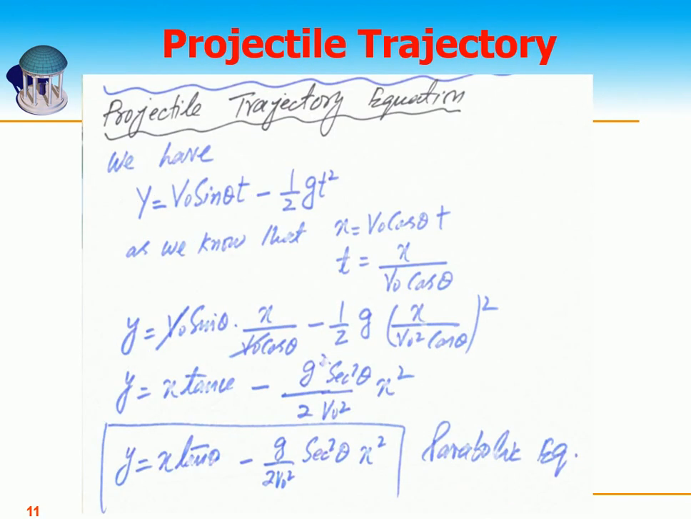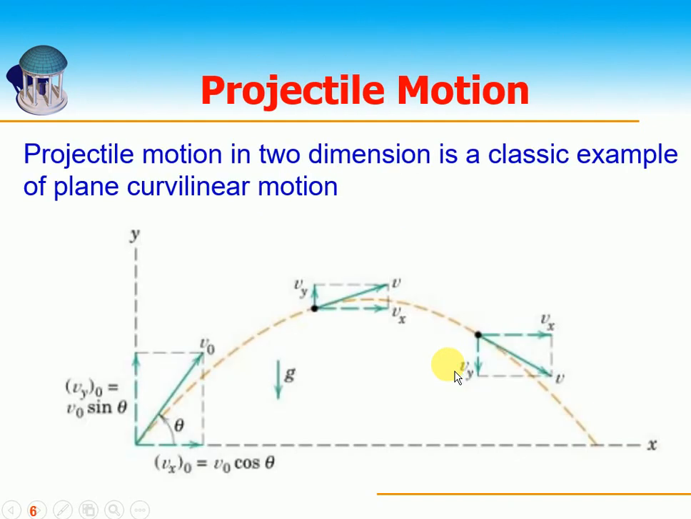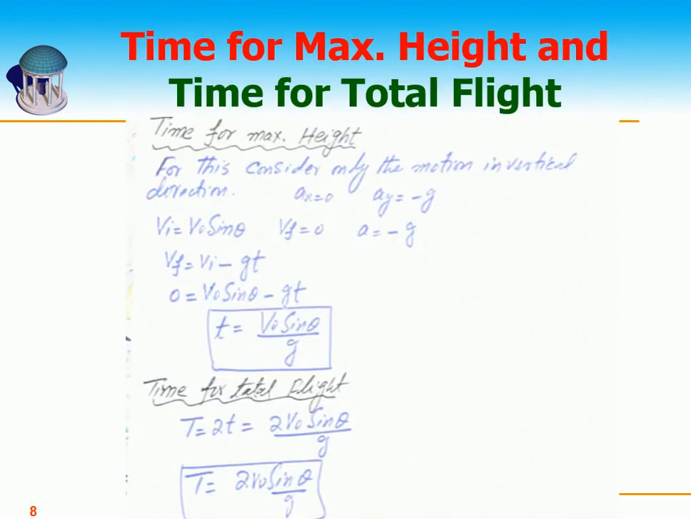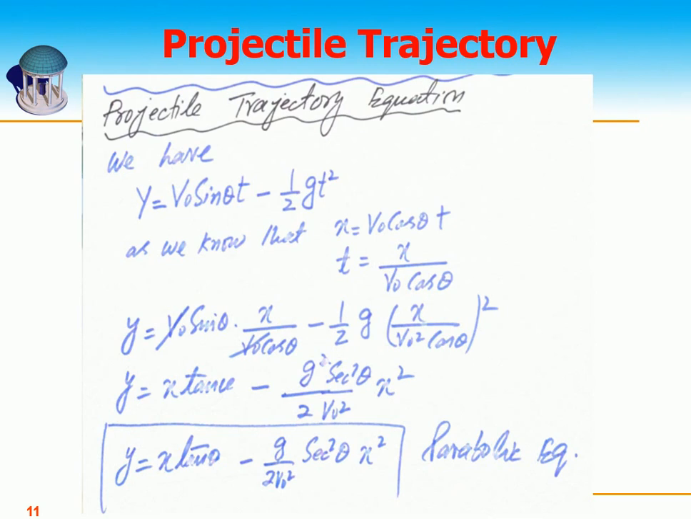Now, let's try to find the trajectory, the path followed by the projectile. This means how this path is to be obtained. If I need to find this, we can plot and find out the projectile trajectory.